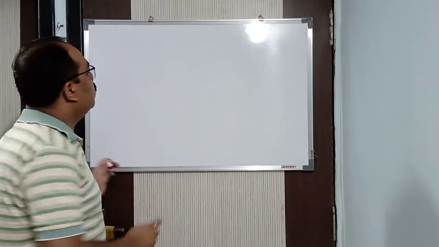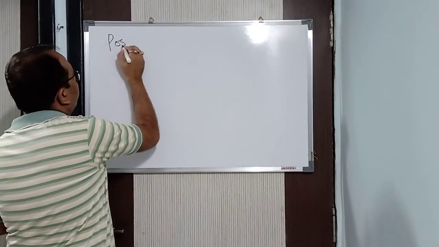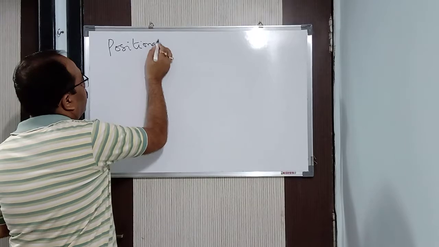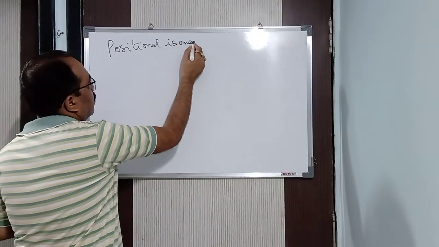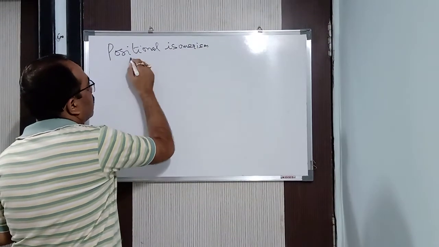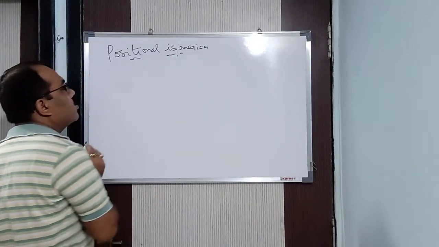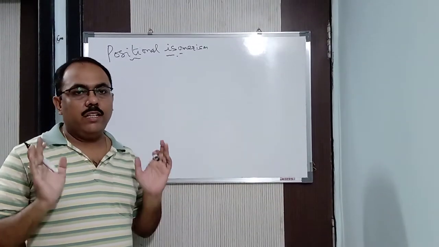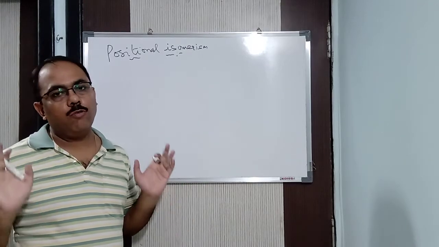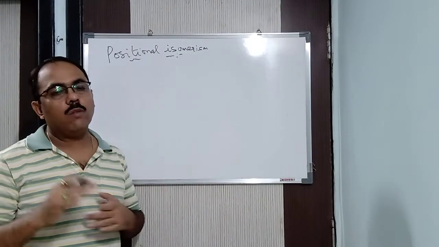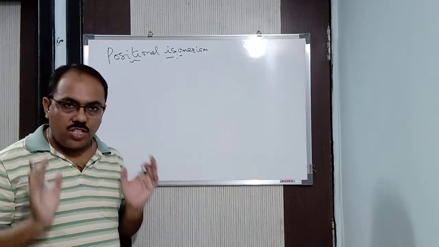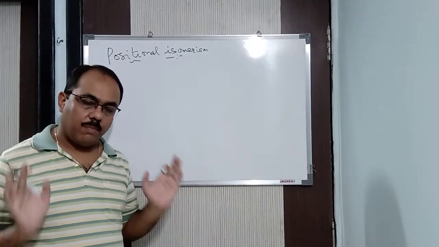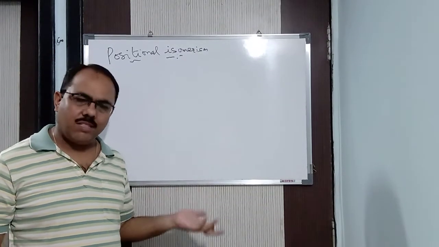Now next we'll come to positional isomerism. We finished chain isomerism. Now positional isomerism. From the name itself many things we can guess. Positional means the position of the double bond, triple bond or the functional group will differ in two or more compounds. That's it. This much only.